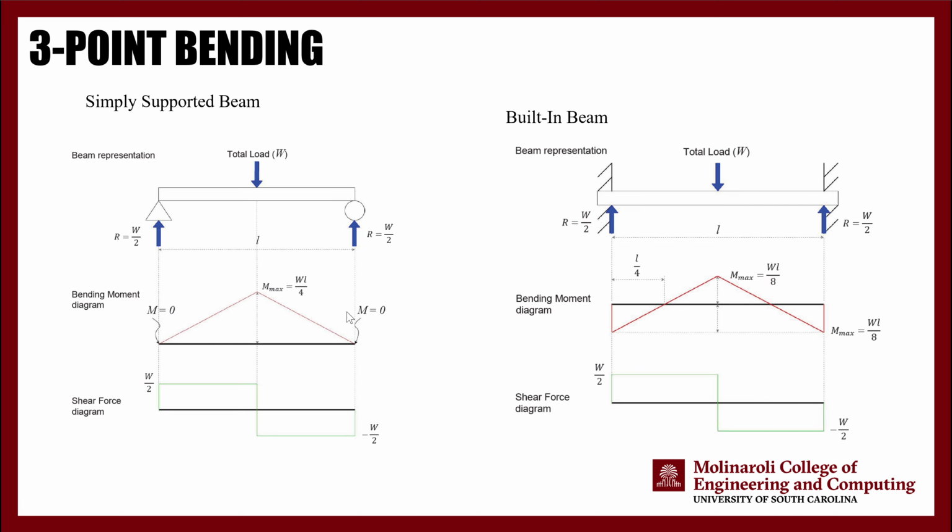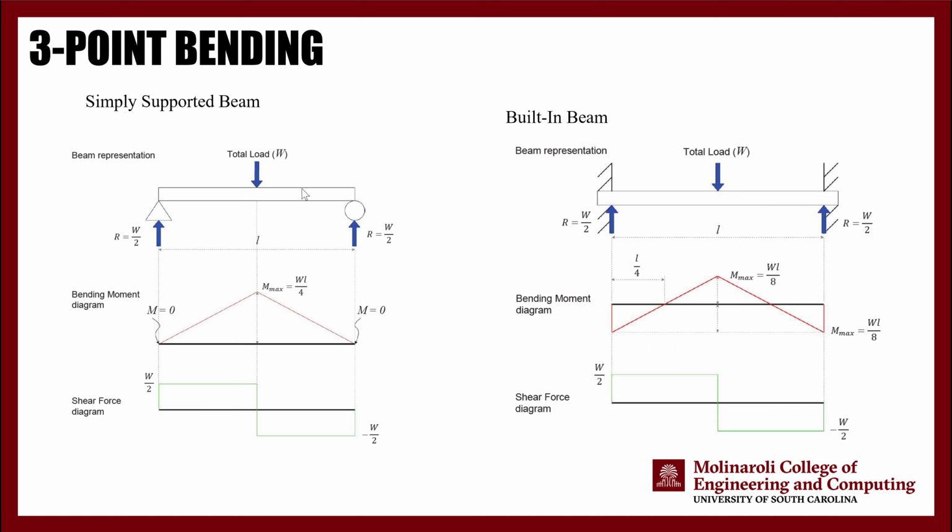But we are going to focus on two simplest types of three-point bending. Essentially a simply supported beam, which has a pin support and a rolling support, on which you can actually rotate and translate, and a built-in beam, which has two fixed supports, so no rotation, no translation at all on any of these sides.